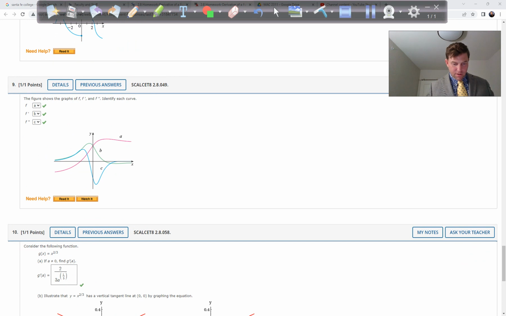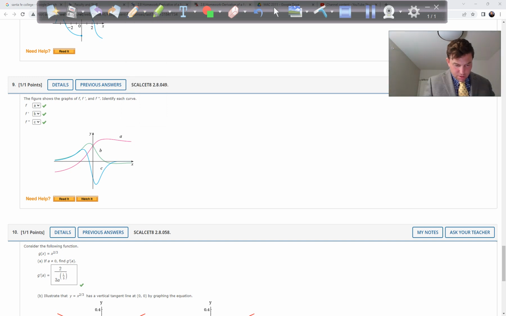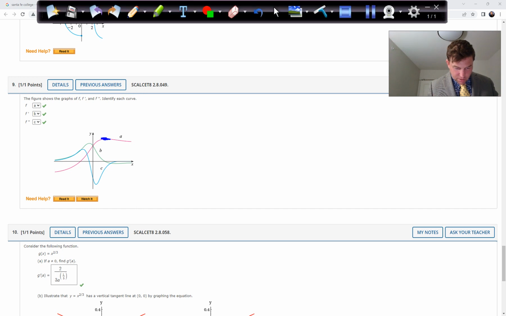Okay, the figure shows f, f prime, and f double prime. So f double prime just means another derivative, but the physical interpretation is the same. It would be the slope of the tangent line. So let's just work off the answer. So f would be the A curve. As you can see, right here, the derivative is zero. And the derivative curve is B. So right there, that derivative should be zero.